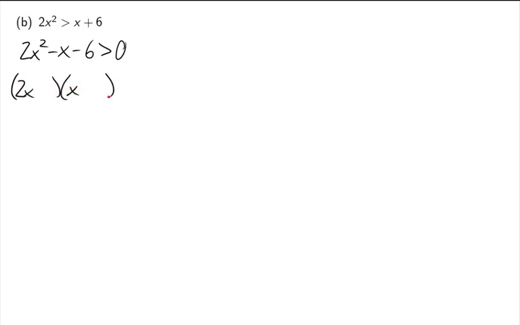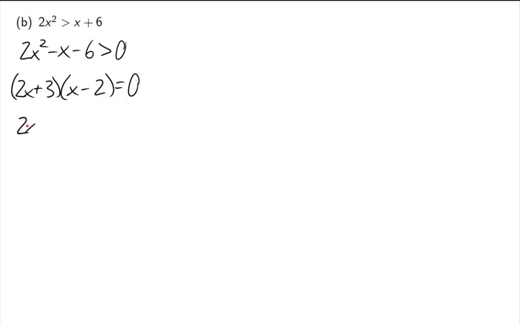So this one is looking to me like it's going to be a 2 here, a 3 here, and how about a minus and a plus? Does that work? 2x squared minus 4x plus 3x is my minus x, minus 6. Okay, great. And I want to set this equal to 0 because, again, I'm trying to solve the corresponding equation.